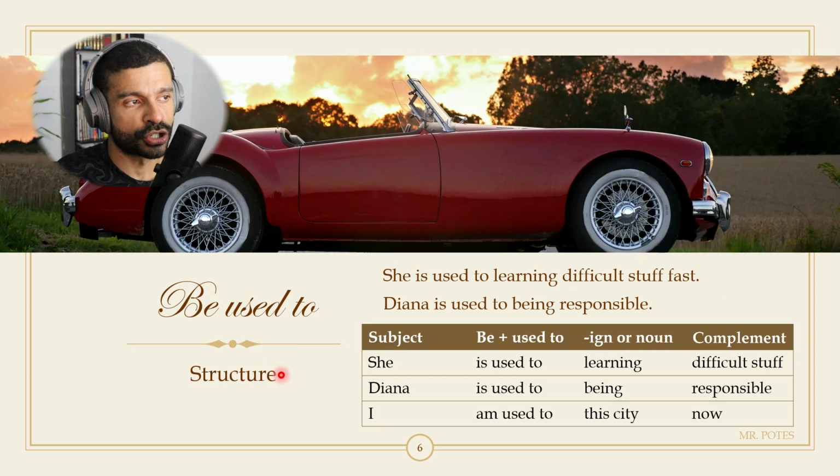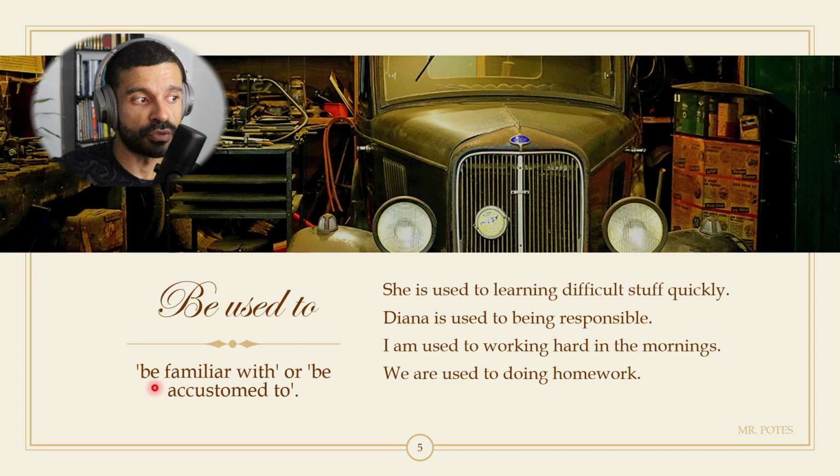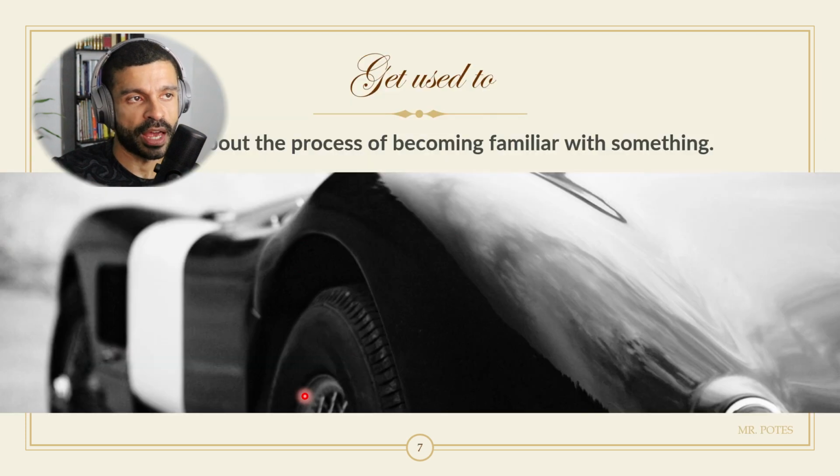So all these verbs are actually functioning as nouns. Let's explore the structure. She's used to learning difficult stuff fast. Diana is used to being responsible. In here, I added an extra one just to show you that we can use a noun that doesn't end in ing, just like so, this city. So you should pay attention to this structure and to the usage. Remember, be used to means to be familiar with or be accustomed to when you are already familiar with something or when you are already accustomed to that thing.